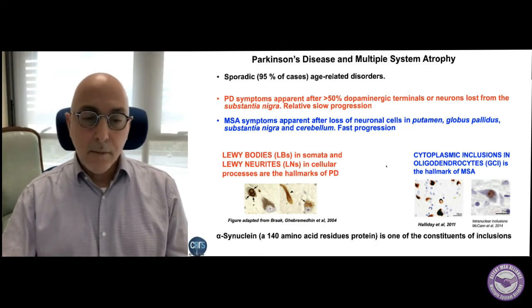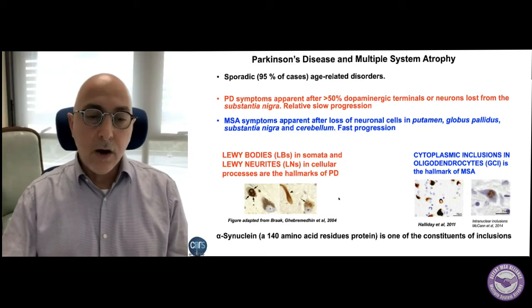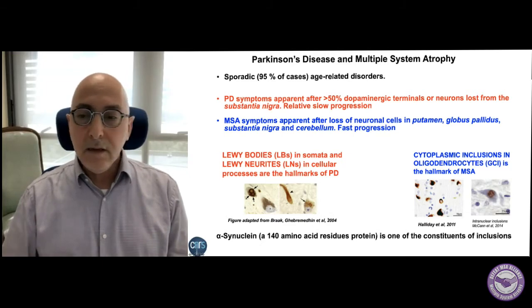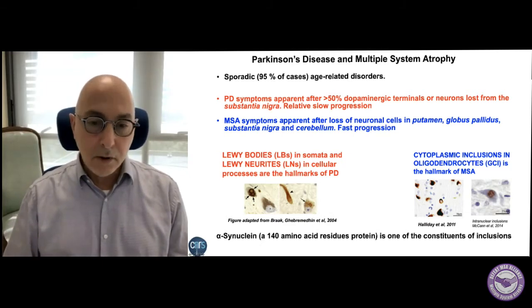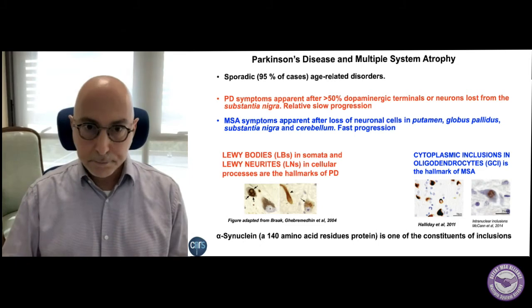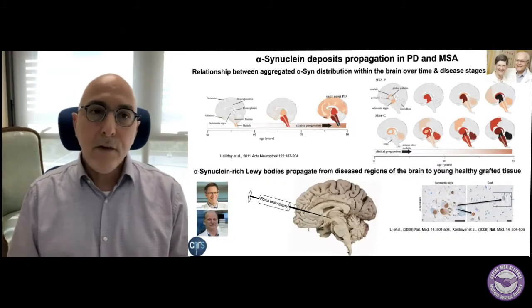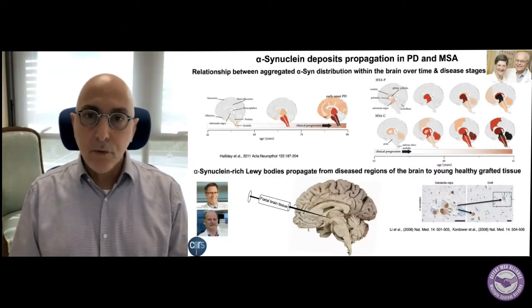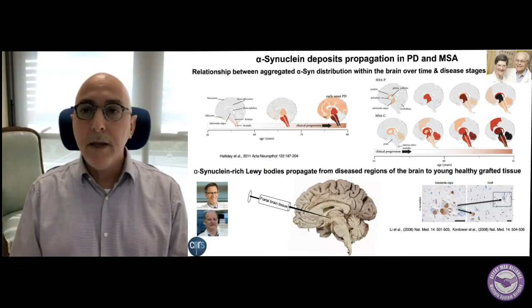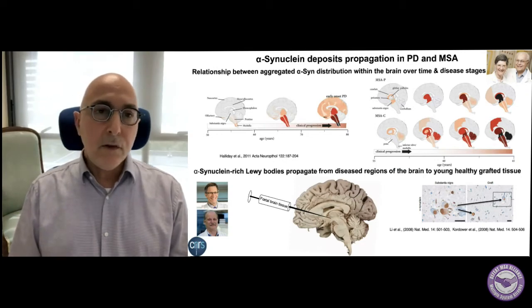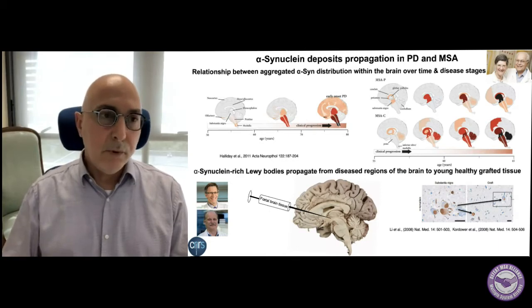These clumps or protein inclusions are rich in a small protein. The name of the protein is alpha-synuclein. And this protein is therefore a sort of hallmark of these diseases. We have evidence that alpha-synuclein deposits propagate in the brain of Parkinson's disease patients and multiple system atrophy patients. This evidence comes from two sets of works, and I will present them briefly.